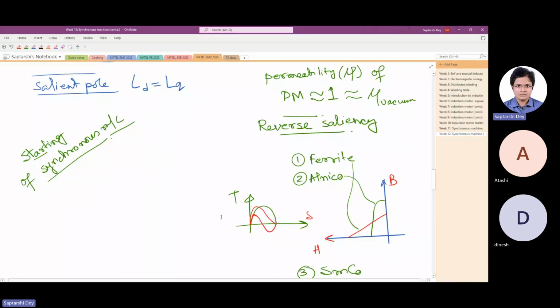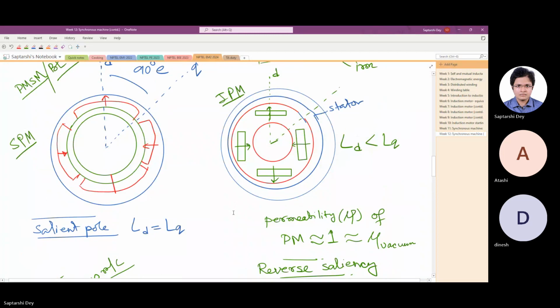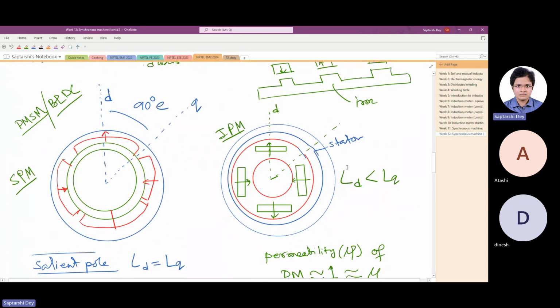With EV, what people started doing is that, see, this IPM, the problem is, how to tell that, IPM, the effective air gap is less. SPM, the effective air gap is more. So SPM is easy to demagnetize.